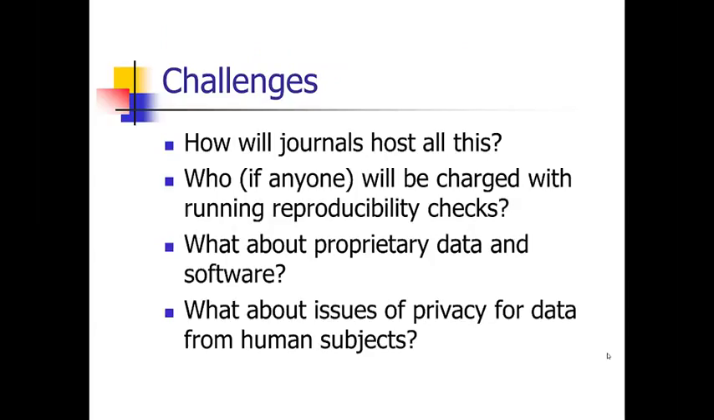There are a number of challenges, so it's unclear how journals can host all of this. How can you host all of the code and the different software potentially for all these different analyses, and host all the data, these major data sets? So how will that happen? Who will be in charge of running these reproducibility checks? They can take a really long time, even if you have the code and the data. So who's going to do that, if anyone? What if you've got proprietary data and software that you don't want to share? If you've got human subjects data, are there issues of privacy if you're making these data openly available? So there are a lot of challenges, but people are really working on this and trying to come up with ways to be able to do reproducible research in some way.